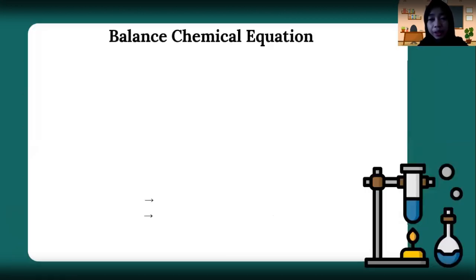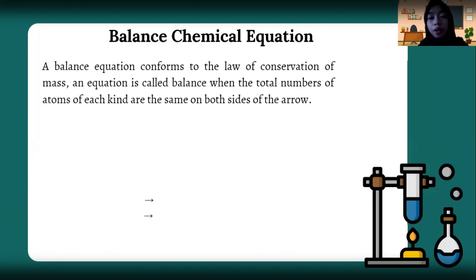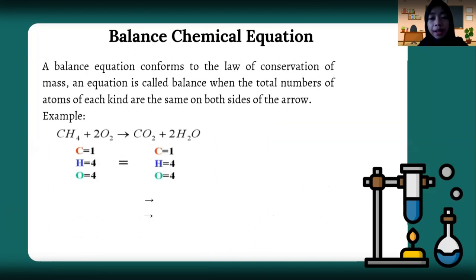So how do we balance the chemical equation? To balance a chemical equation, we conform to the law of conservation of mass, and an equation is called balanced when the total number of atoms of each kind is the same on both sides. For example, we can see here the reactants methane and oxygen produce carbon dioxide and H2O. We calculate the number of each atom. C here is 1, H is 4, and oxygen is 4. And then see the product. In the product, C has one atom, O is 2 plus 2, so we have 4, and H we have 2 H2, which is 4. It is a balanced equation.